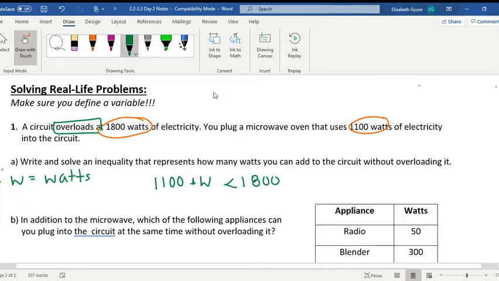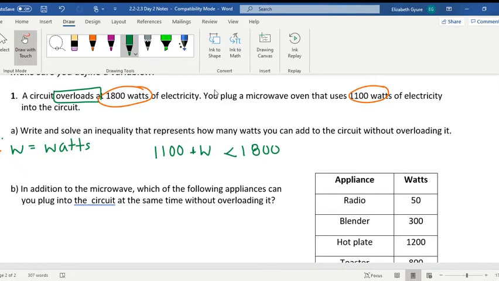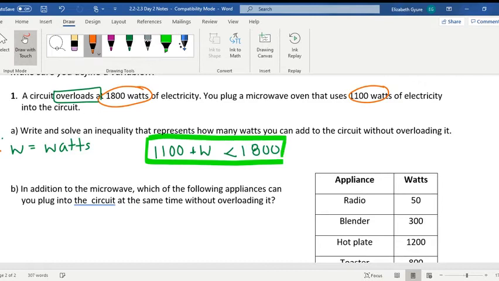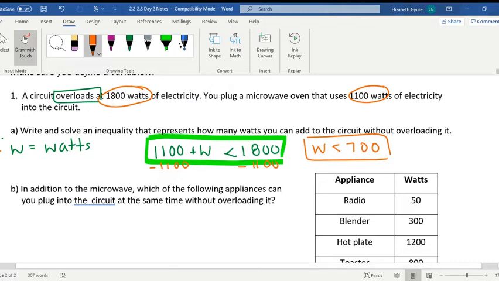Okay. So then to solve this, what would I need to do? Yep, very good. This is part of my answer, but then I'm going to subtract. Good. And when I subtract, I'm going to get W is less than 700, and that is the other part of my answer. So whatever we plug in needs to be less than 700 watts.